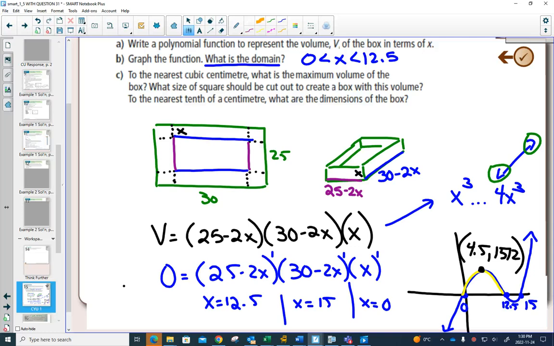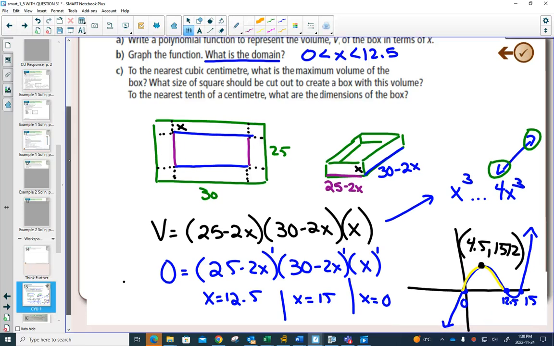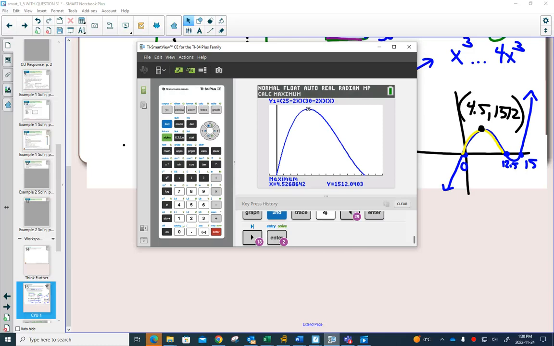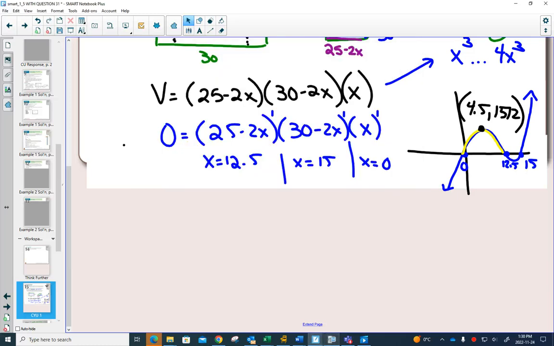That is our maximum. The y value is the maximum the volume will ever get. The x value is the x value that will give you that. So if 4.5 is the x value, can you see what your dimensions would be? Maybe I'll use a couple more decimal places, 4.5268. Height would be 4.5 centimeters.